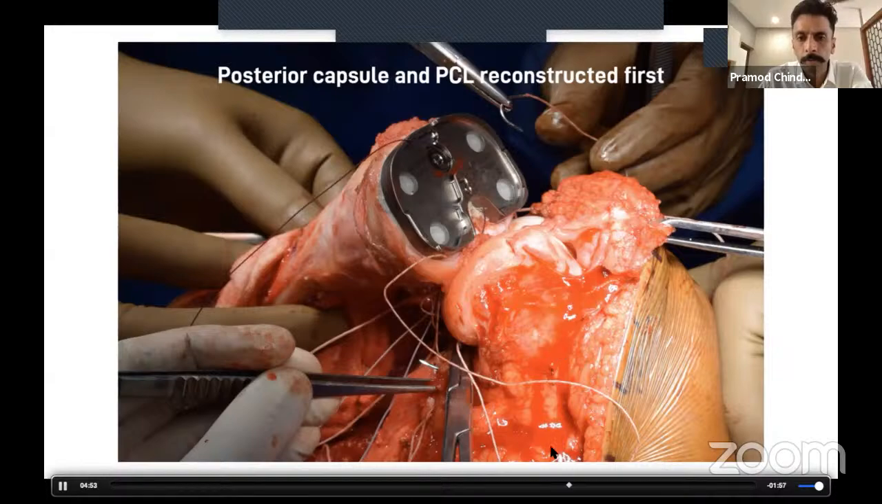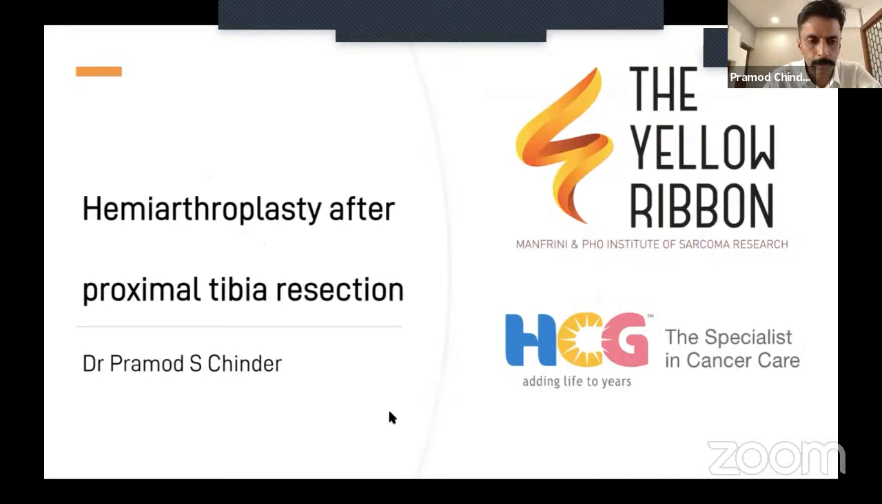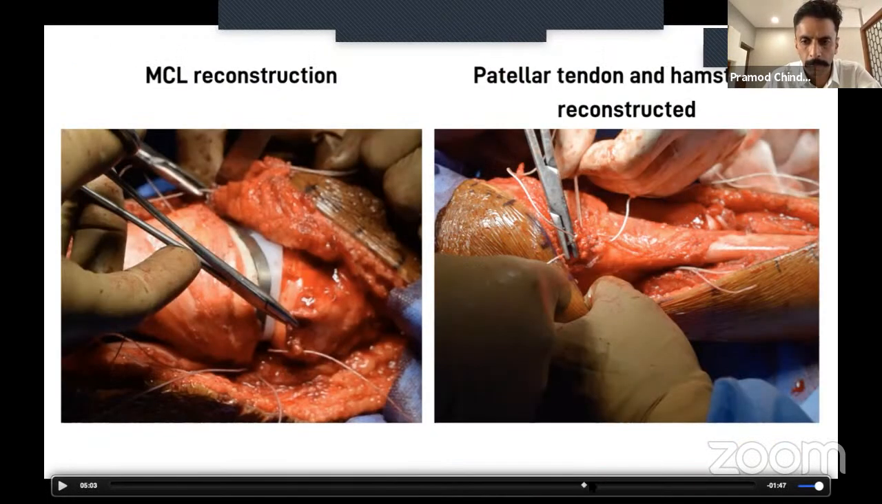So this is what we did: we took the posterior capsule first for the reconstruction. That's very, very important. We always feel like suturing the lateral part and the anterior part, but the posterior is the first one. It's always nice to use spur string sutures. So it gives you a nice hold. There you go.